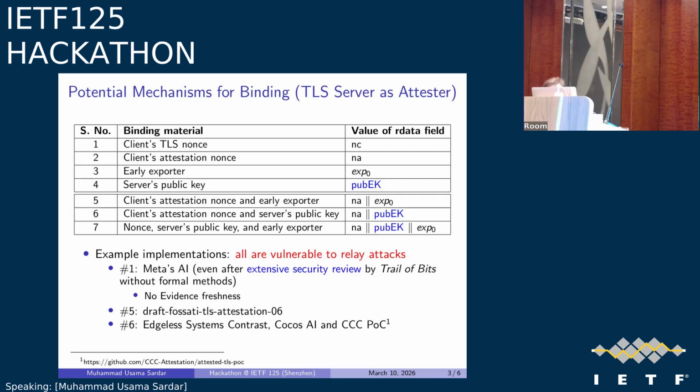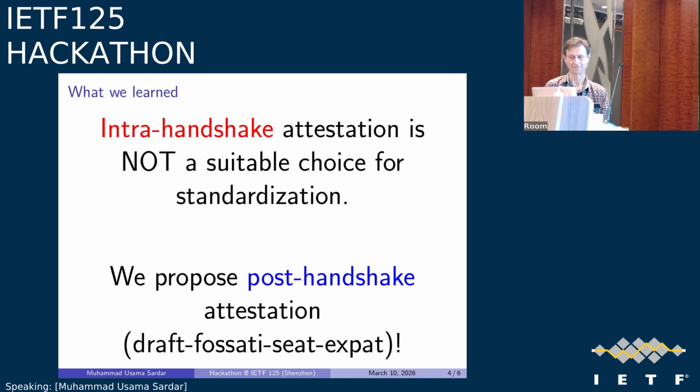So anyway, the first four potential mechanisms are shown. The first four are the base mechanisms, and the last three are basically combining some of those. We only show the combinations which are interesting, so as not to explore exhaustively, because, for example, attestation nonce is required in all, and we proved that basically all of them are vulnerable to relay attacks.